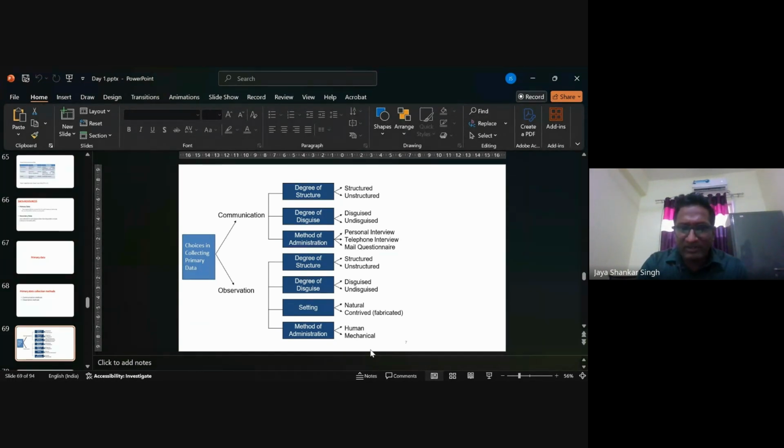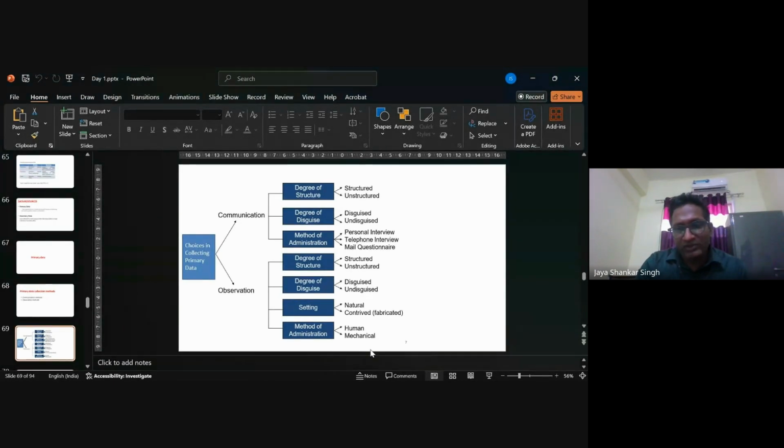Okay. Based on degree of disguise, the communication method can be disguised or undisguised. Like if the manager is actually walking on the floor, that will come under undisguised. The employees know that the manager is walking around the floor and will be observing their behavior. I'm just using the same example. That will be undisguised. Disguised means a manager sitting in a different room using the camera and observing your behavior. Observation also has degree of disguise or undisguised, and based on that, you can categorize observation in two different groups.